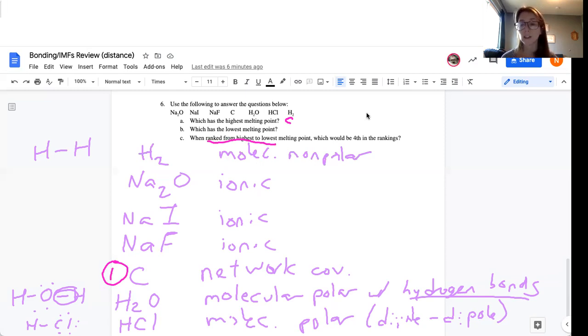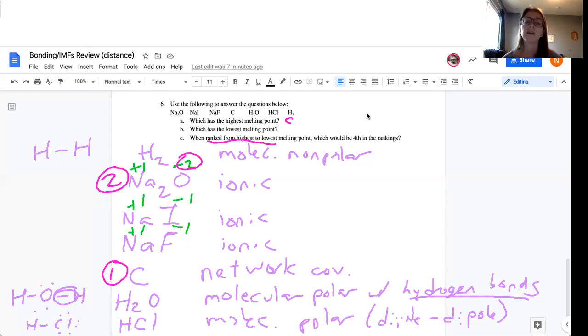After network covalent, the next strongest IMF would be ionics. Now we have 3 ionics here. So how do you check between the ionics? We have to first look at their charges. Sodium's a +1, oxygen's a -2. Sodium's a +1, iodine's a -1. Sodium's a +1, fluorine's a -1. The bigger the charges, ignoring positive and negative, the stronger the attraction or the bond, and therefore the higher the melting point. So that at least helps me know that Na2O is second because it has that 2 in there, whereas NaI and NaF are just a pair of 1s.